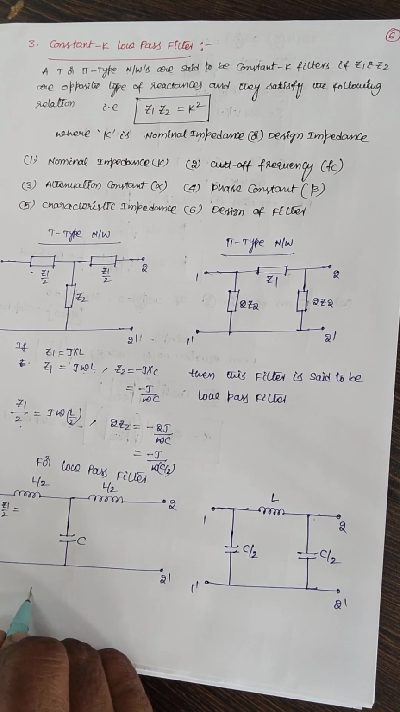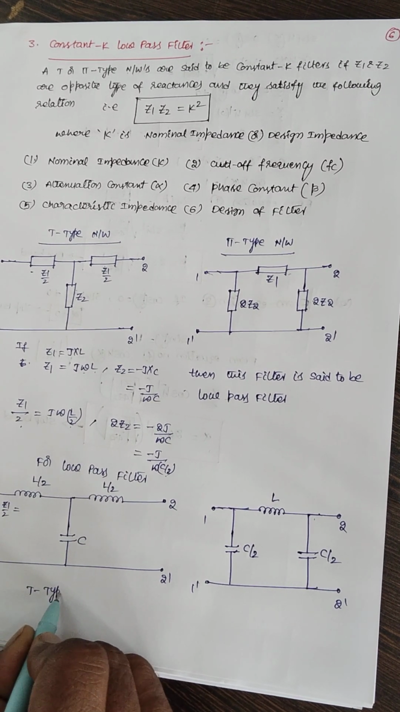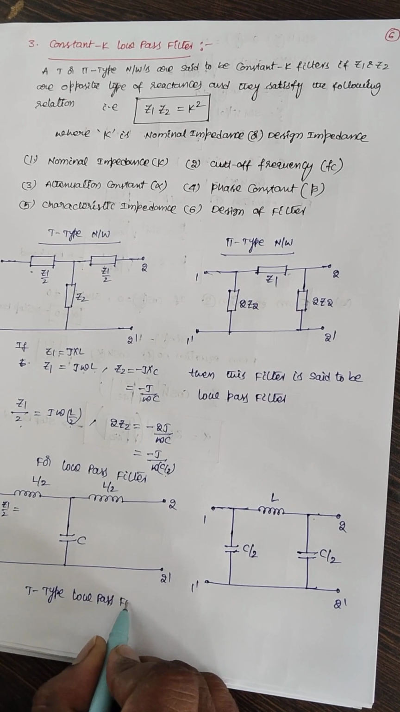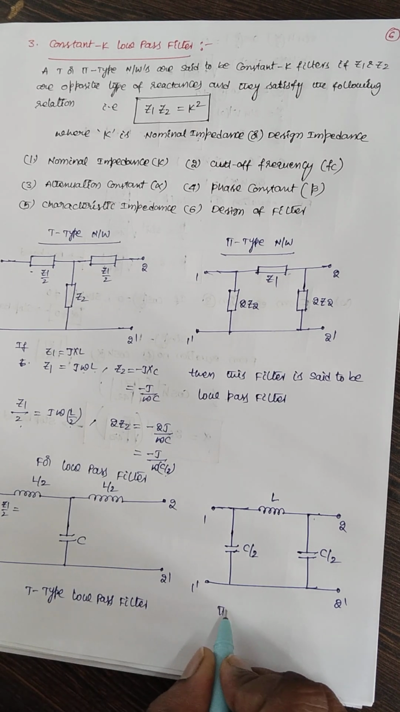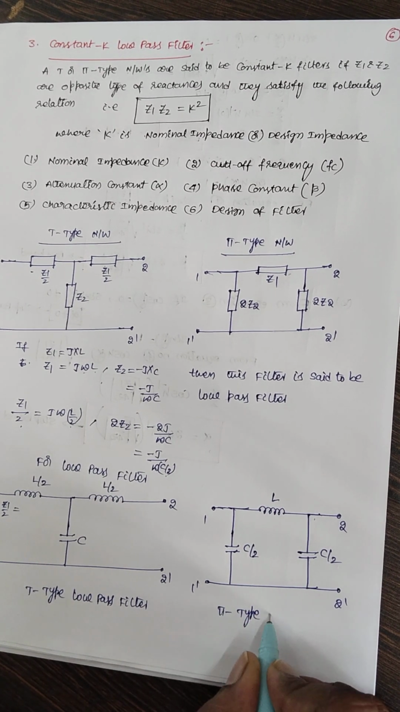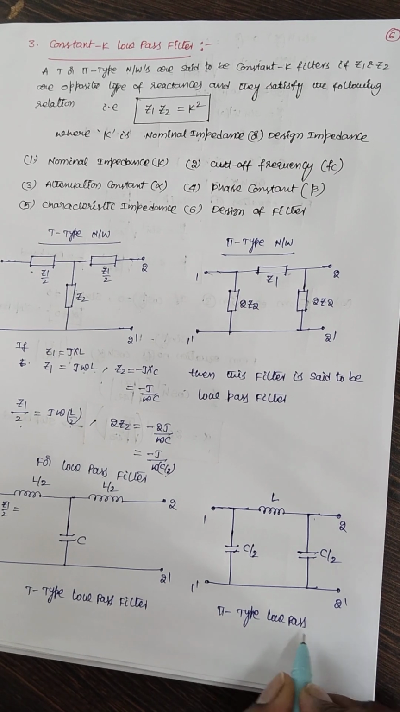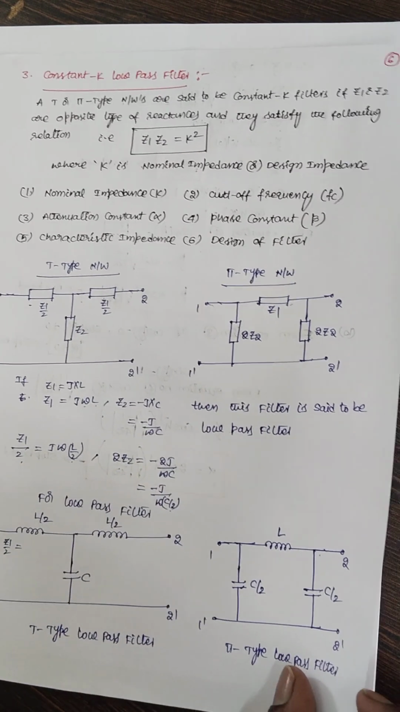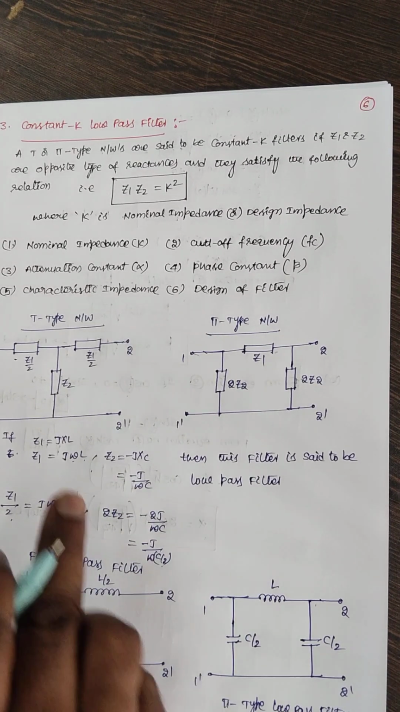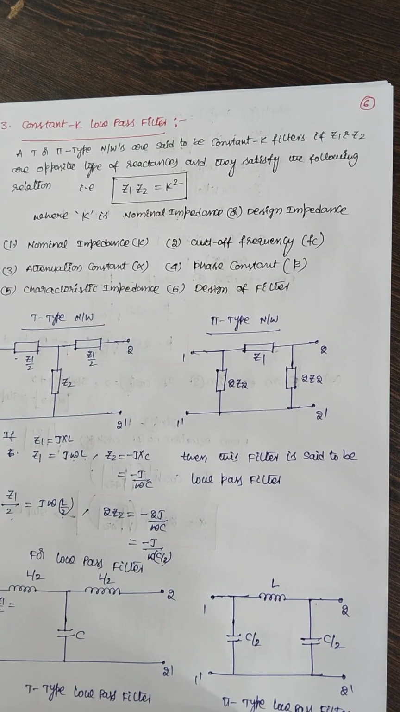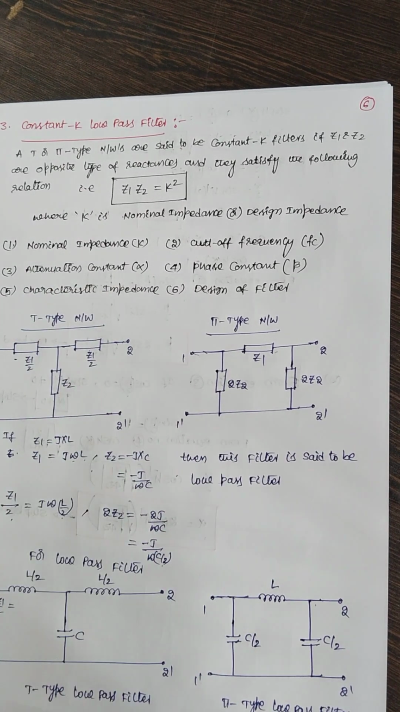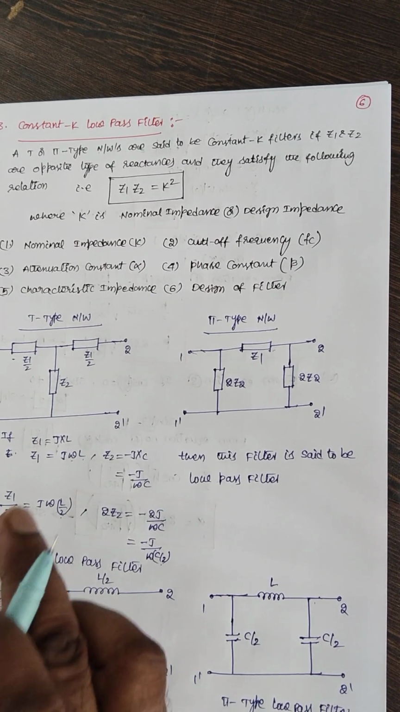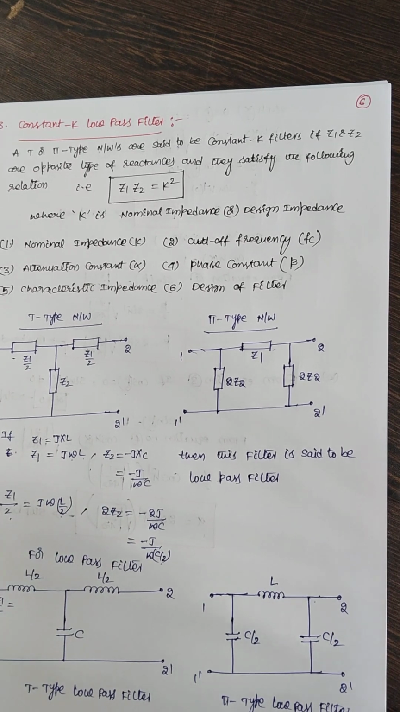So it is a T type low pass filter, it is pi type low pass filter. Okay, now I need to find all these 6 parameters, all the 6 parameters for this T and pi type of constant K low pass filters.